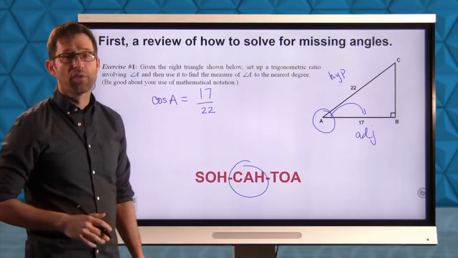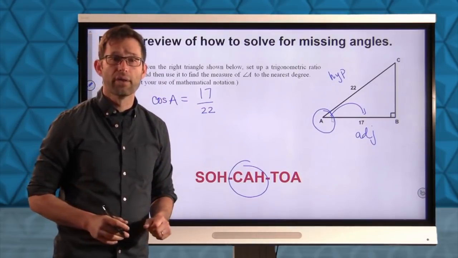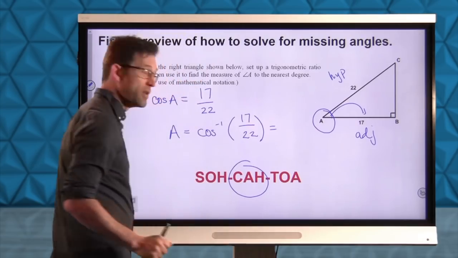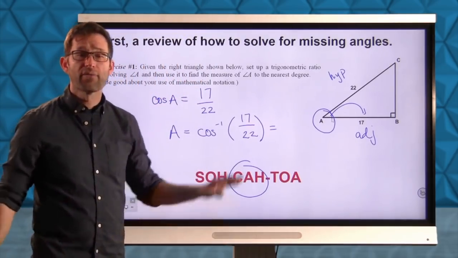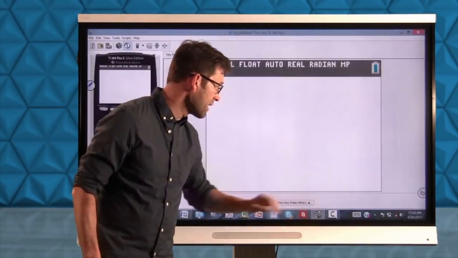Now that doesn't tell us what the angle is. It only tells us what the ratio is. We need our calculators to tell us the angle, and specifically we need to use what's known as the inverse cosine. So the angle A will actually be the inverse cosine of the ratio 17 divided by 22. And again, for this, I'll have to pop out of this program really quick and go into my calculator.